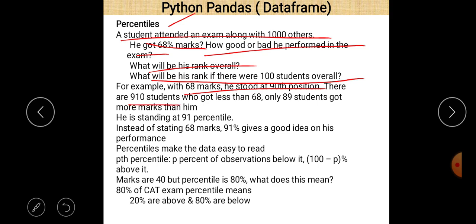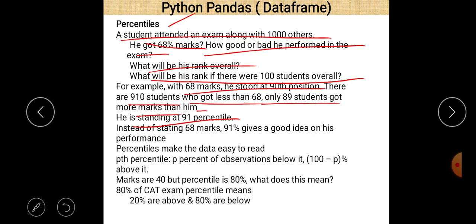There are 910 students who got less than 68% marks. Only 89 students got more marks than him. He is standing at 91 percentile. So that is the role of percentile. Actually, when we talk about percentage, it doesn't give us a clear idea about the rank or how good or bad that score is. So percentiles are basically used for that purpose.